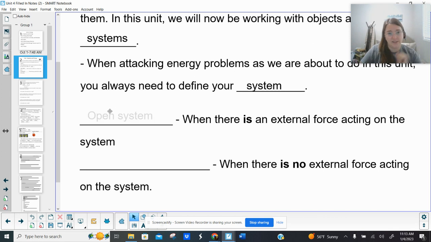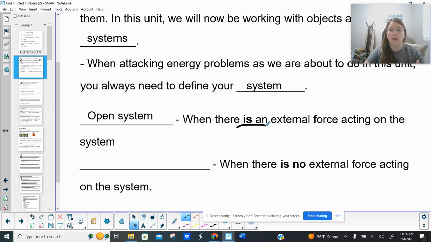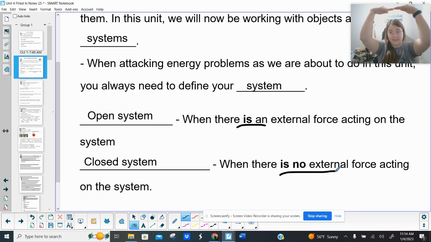So we have two kinds of systems. We have what's called an open system, which is when there is something external acting on the system. It's open because there's something acting outside of it. A closed system means there are no other forces acting on the system. Every possible interaction of forces is included inside what we have chosen to be our system.